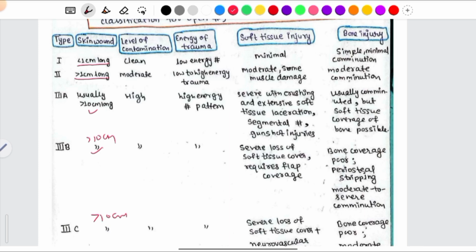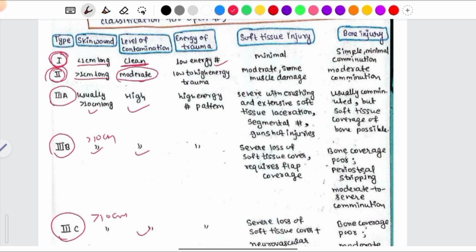Level of contamination. Type 1 is a clean wound, type 2 is moderately contaminated, and type 3A, 3B and 3C are all highly contaminated. Energy of trauma. For type 1 there is a low energy fracture, for type 2 low to high energy trauma, and type 3A, B, C a high energy fracture pattern.